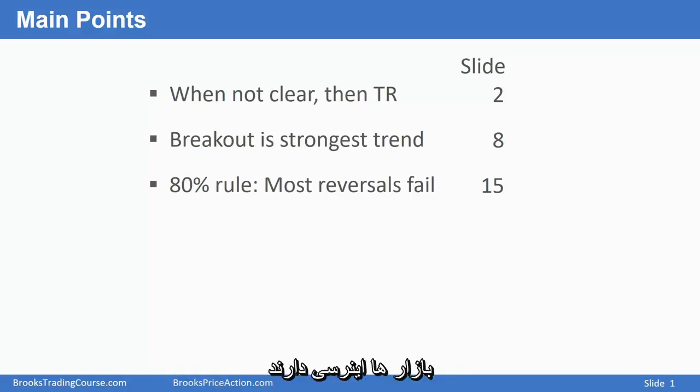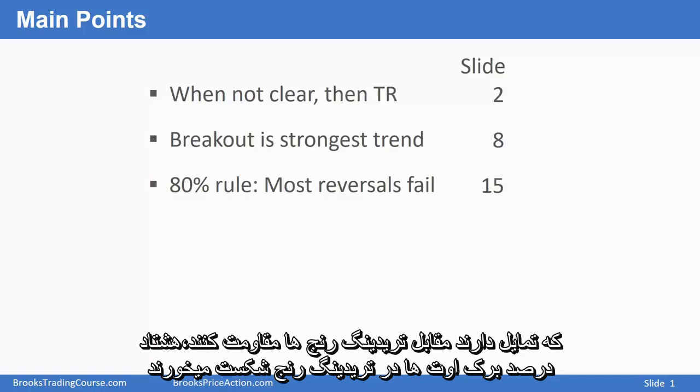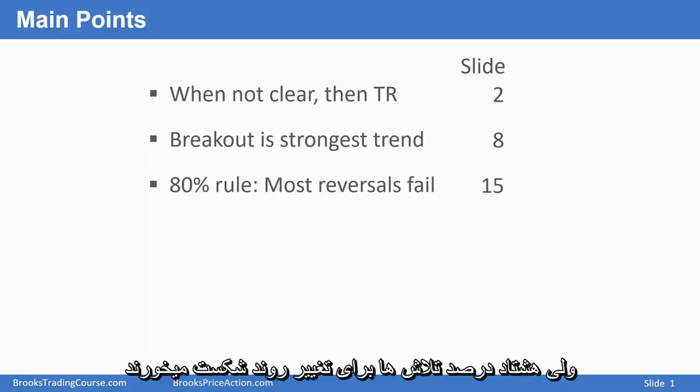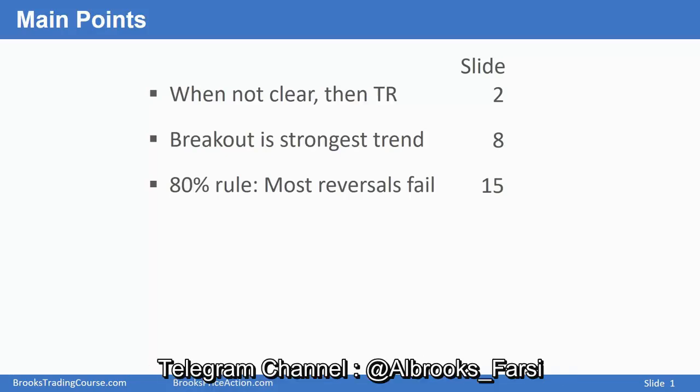Markets have inertia, just as trading ranges tend to resist breaking out. 80% of breakout attempts fail within a trading range. When the market's in a trend, it's constantly trying to reverse, but 80% of the reversal attempts will fail.